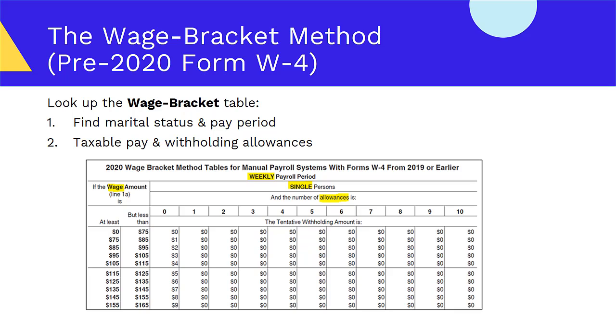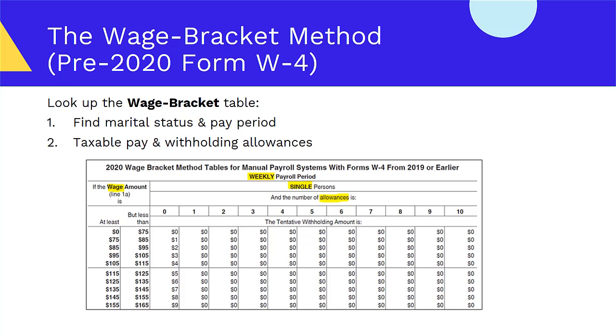Next, look up the taxable pay. That's the wages shown on the left-hand side, the first two columns. It falls within a range, and you look up the tax withholding amount at the intersection of the wage, where the range is on the left side, and the corresponding allowances.